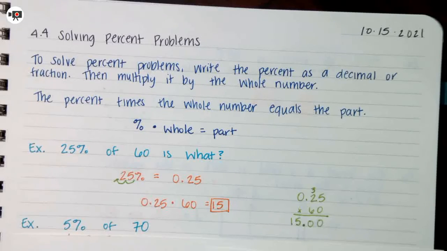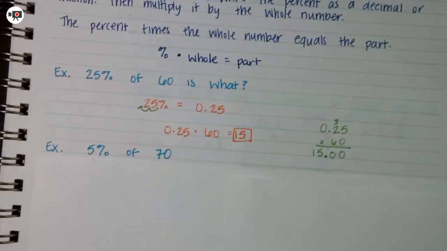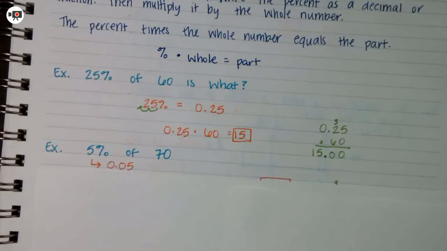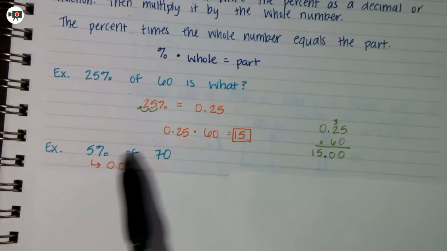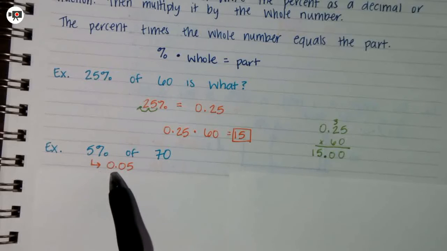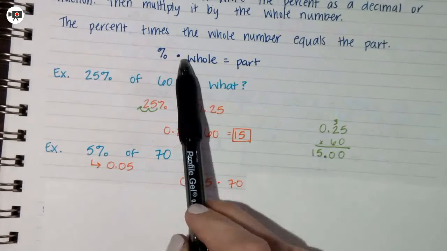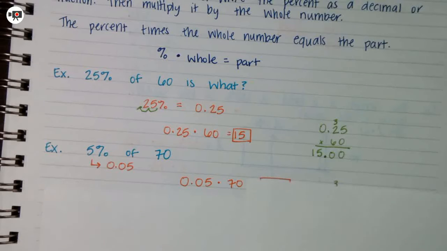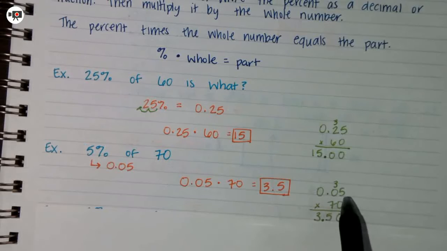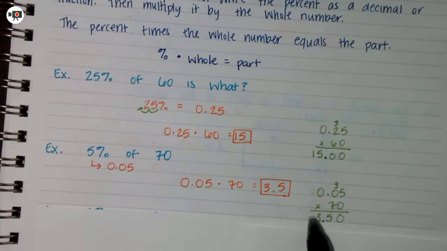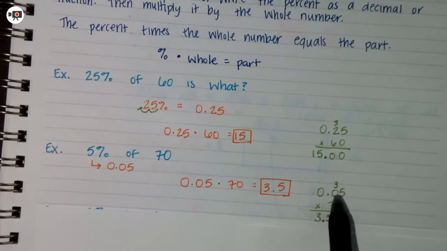Now if I have 5% of 70, I'm going to do the same thing. I write 5% as a decimal, move it 2 spots to the left, and I get 0.05. Then I'm going to do 0.05 times 70, putting it into this. And after doing that multiplication, you get 3.5. Make sure that when you are putting your decimal in your product, your answer, you move it 2 spots to the left because we had 2 decimal places from 0.05.